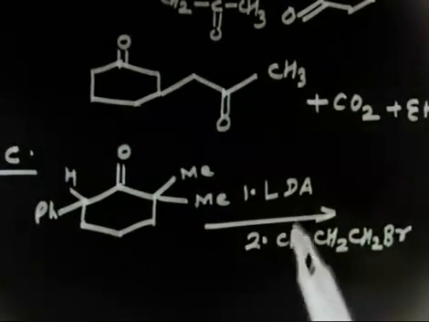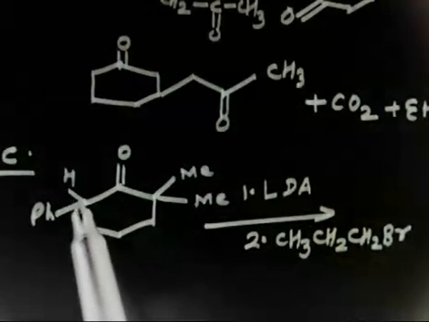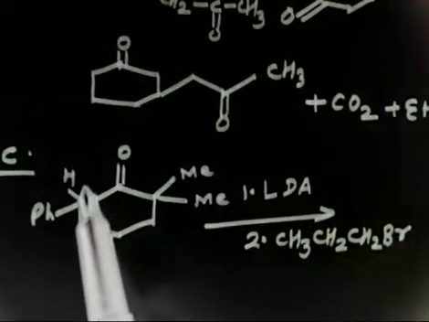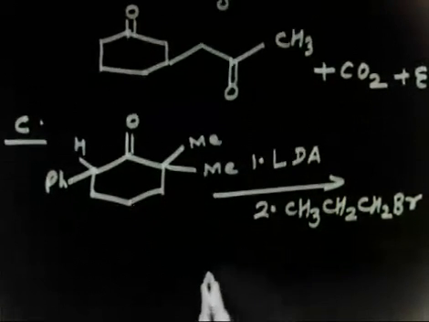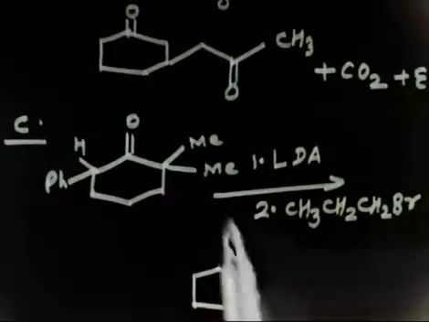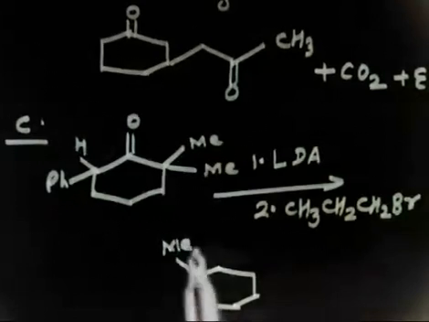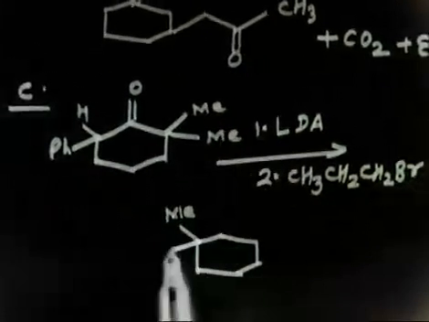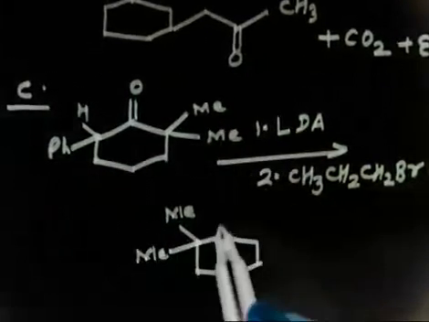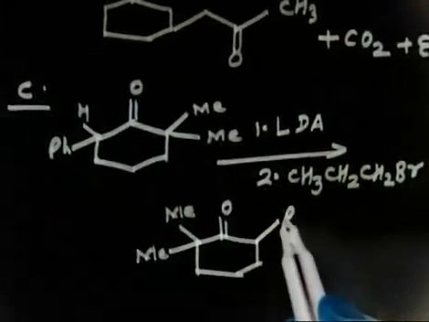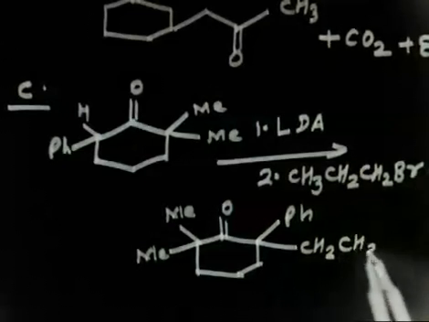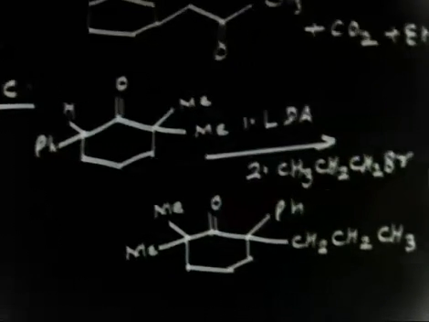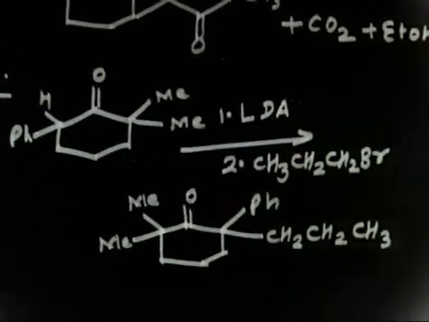In the first step, this will take this alpha hydrogen, I have only one alpha hydrogen, and make a carbanion. This carbanion will attack on this alkyl halide, so Br goes. So the final product in this reaction you will have. Let me write something like this: Me this side, and C double bond O this side, and Ph, and H will be CH2CH2CH3. So hydrogen will be replaced by CH2CH2CH3.